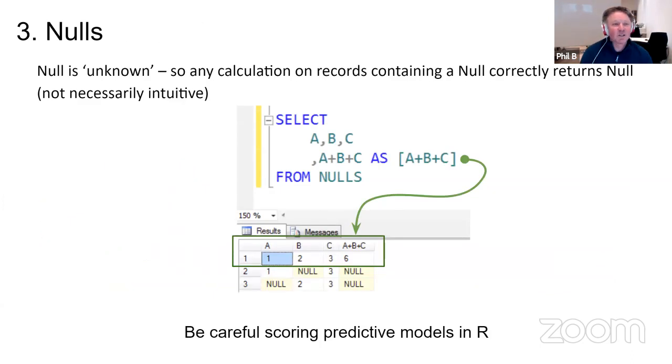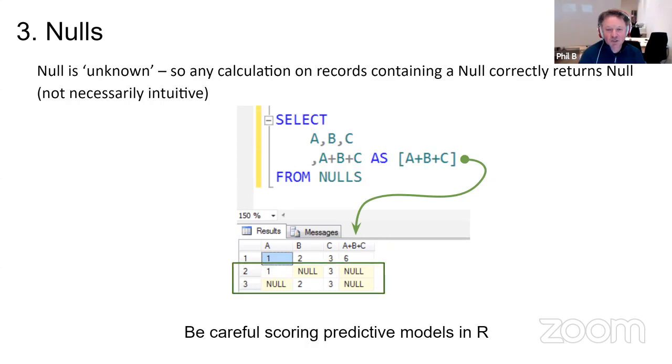Nulls is another issue you've got to be aware of. A null or an NA basically means I don't know what the value is. And when you do calculations on things that you don't know, the answer is always going to be, well, I can't tell you the answer because I don't know. One of the values is unknown. So you see that I've got three columns, A, B, and C. A is 1, the top row, B is 2, C is 3. So A plus B plus C, 1 plus 2 plus 3 is 6, as we see on the top row.